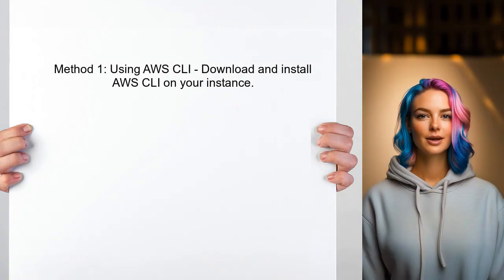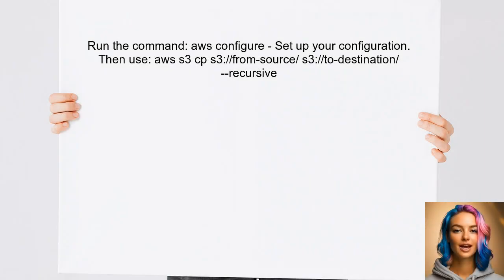Let's start with the first method, using the AWS Command Line Interface, or CLI. This is one of the easiest ways to move or copy data. First, you'll need to download and install the AWS CLI on your instance. Once you have it installed, run the command aws configure to set up your configuration. After that, you can use this simple command to copy your data.